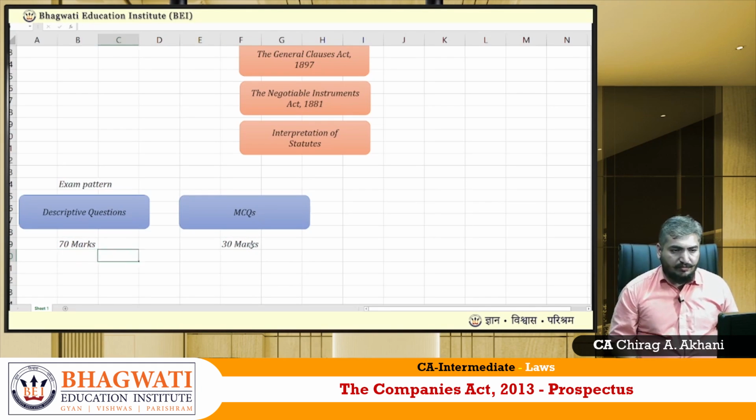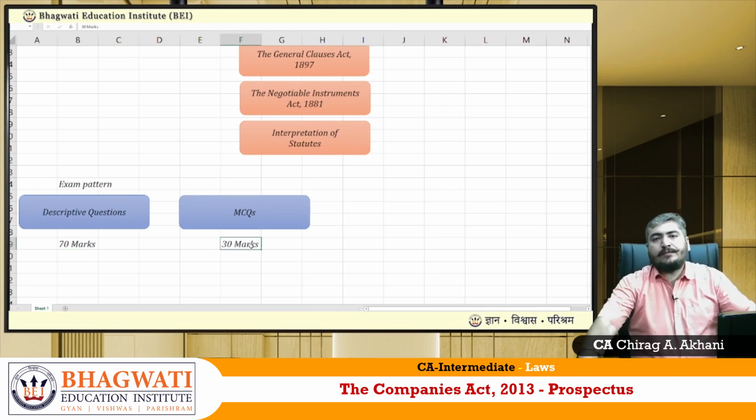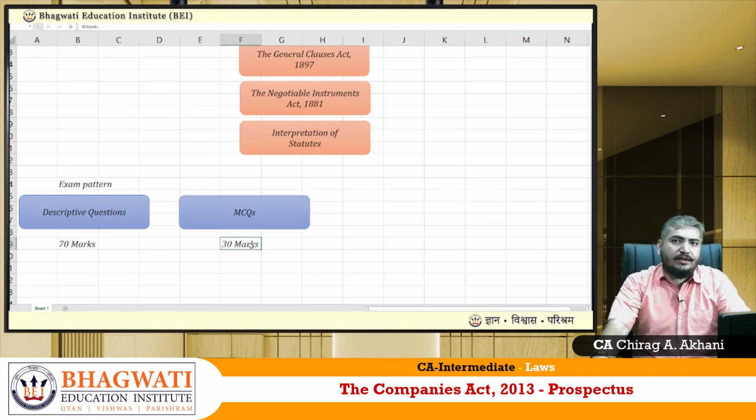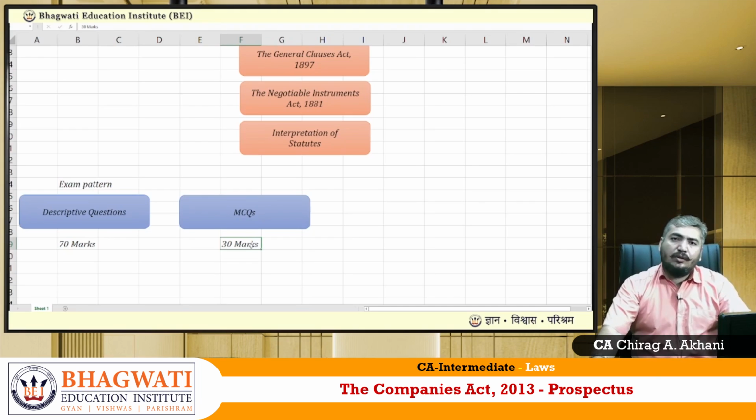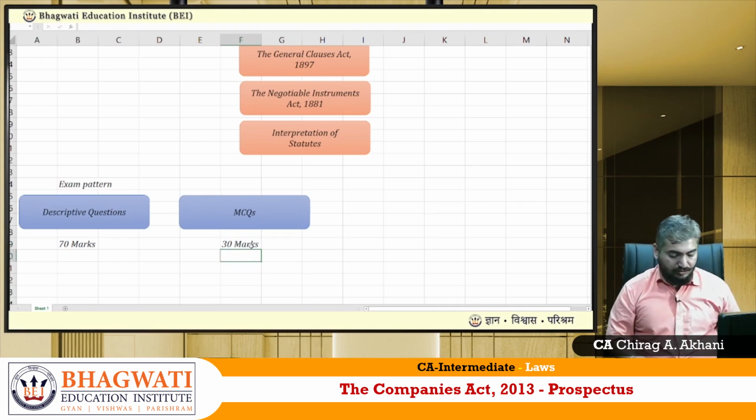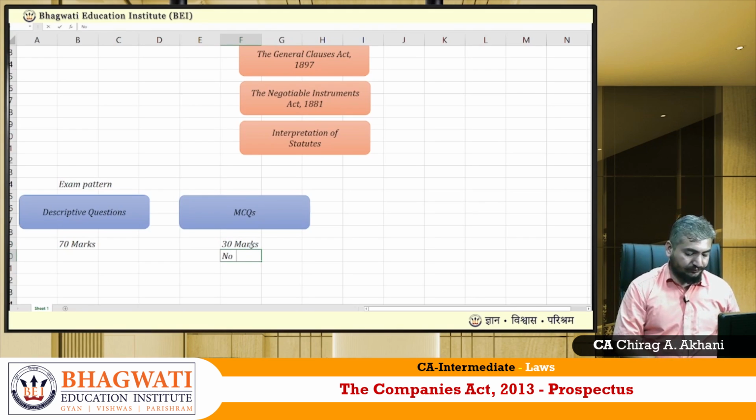Now the question arises about these MCQs: is there any negative marking or not? Before CA Foundation, all of you know there was CPT, and even during CA Foundation, two subjects were MCQ based, and there was negative marking. One wrong answer and your 0.25 is gone. So the question arises: even in CA Inter, where 30% of the total paper goes for the MCQs, is there any negative marking or not? The answer to this question is no, there is no negative marking.